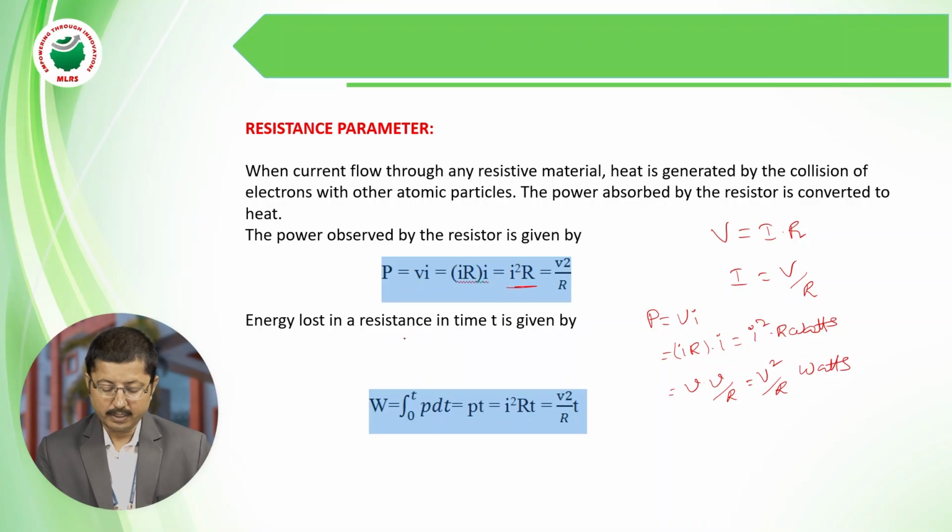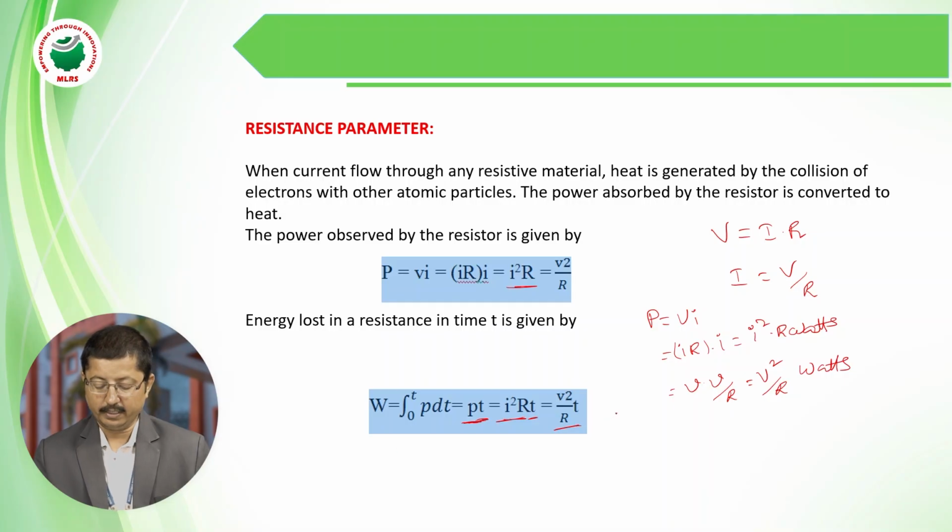Next one, energy lost in the resistance in a time t is given by the following. Energy is nothing but the integration of power over a period of time. So that is energy W is equal to the integration of power into dt. Power P is nothing but I square into R. If we take the power as a constant outside, the integration and differentiation cancel, so we get P into T. So energy is equal to I square R into T or V square by R into T. So this is the energy expression.